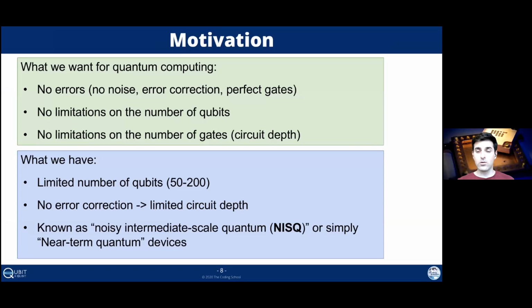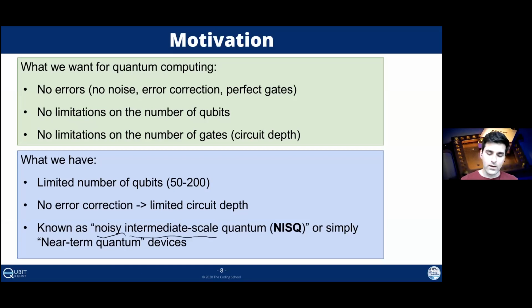We don't have error correction yet, and that limits the depth of the circuits that we have. So that limits how many operations we can execute, how many gates we can implement before our circuit loses its fidelity properties or the coherence properties. And this regime is known as the noisy intermediate scale, NISQ as referred to by some, or simply near-term quantum devices. And this just goes to acknowledge that our system isn't perfect. The qubits are noisy, the gates aren't perfect.